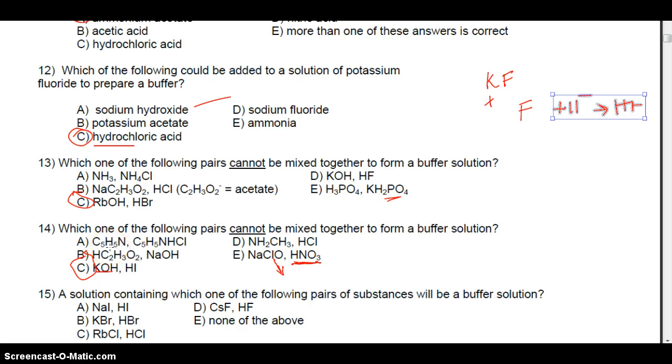And last one, a solution containing which of the following will be a buffer? NaI and HI is out because that's a strong acid. This one is out, strong acid. This one is out, strong acid. D, CsF and HF. This one will be a buffer. You've got a weak acid and its conjugate base.